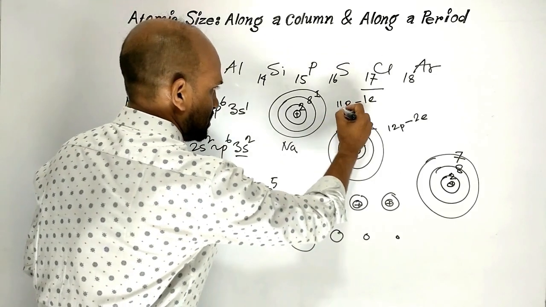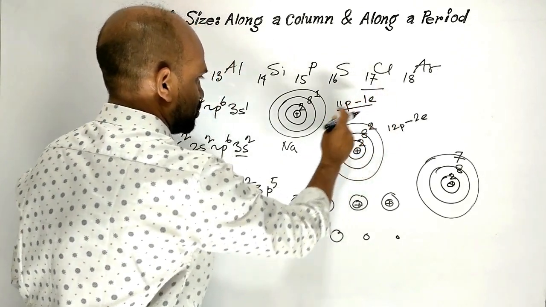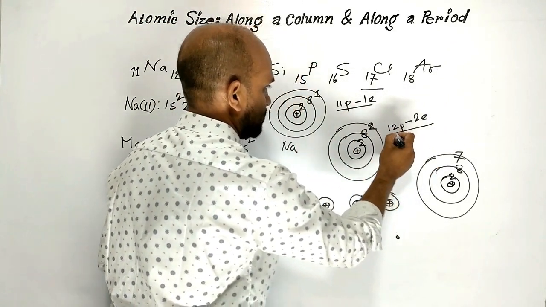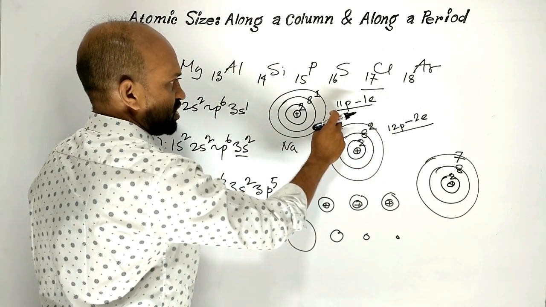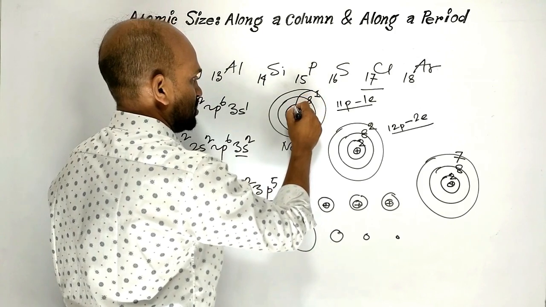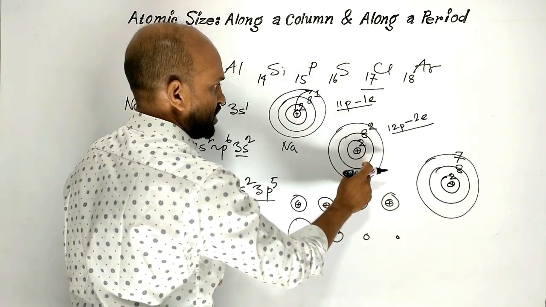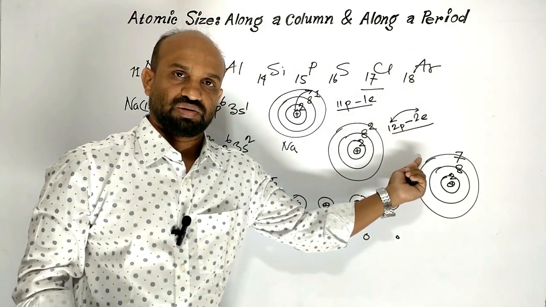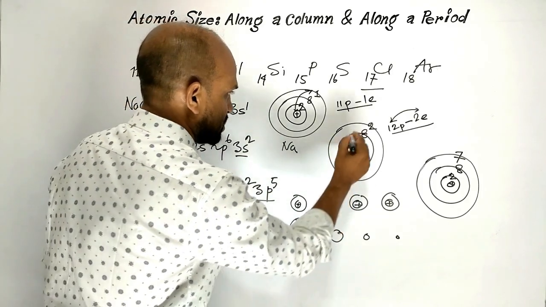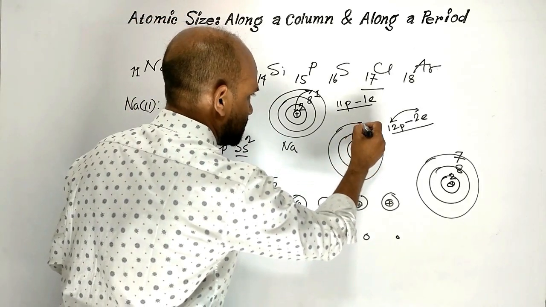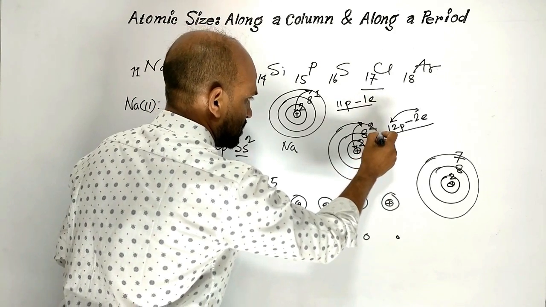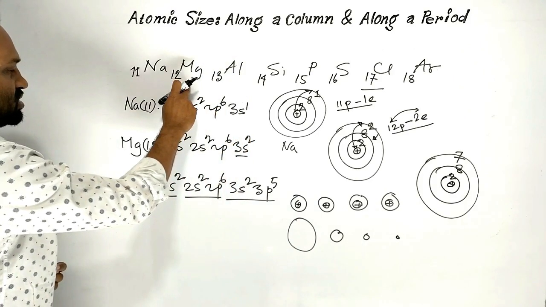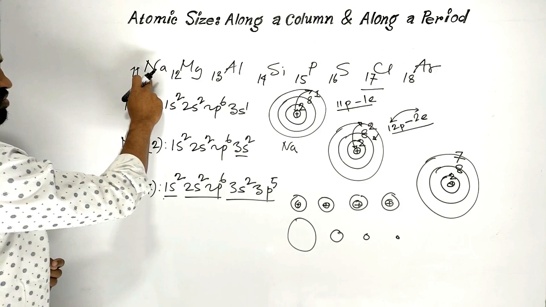So here the attraction for sodium will be lower than magnesium, because here the attraction is between 11 protons and 1 electron, and for magnesium it is 12 protons and 2 electrons. So in this case, because of the greater attraction, the outermost shell contracts. That is why the magnesium atom is a bit smaller than sodium.